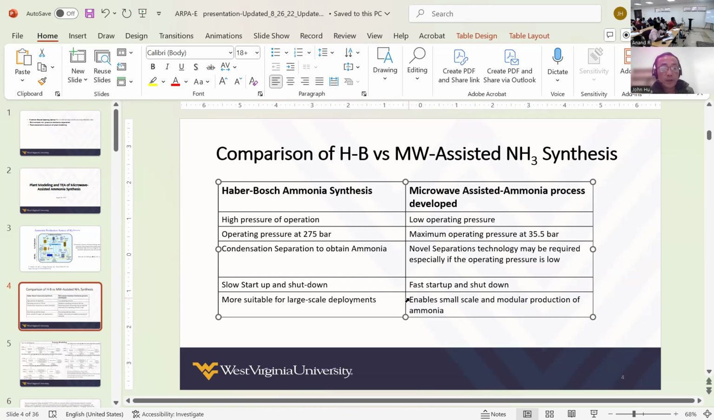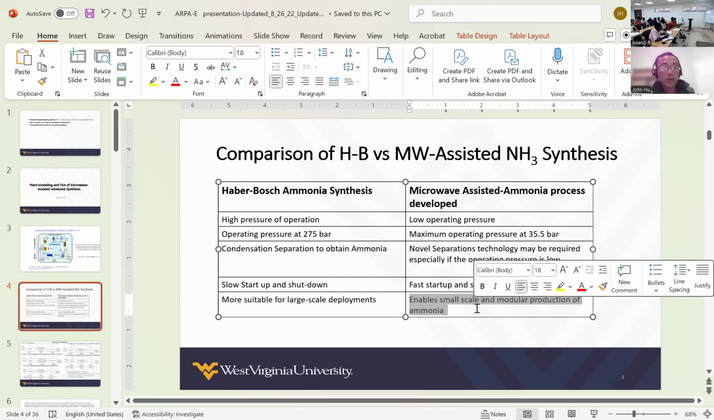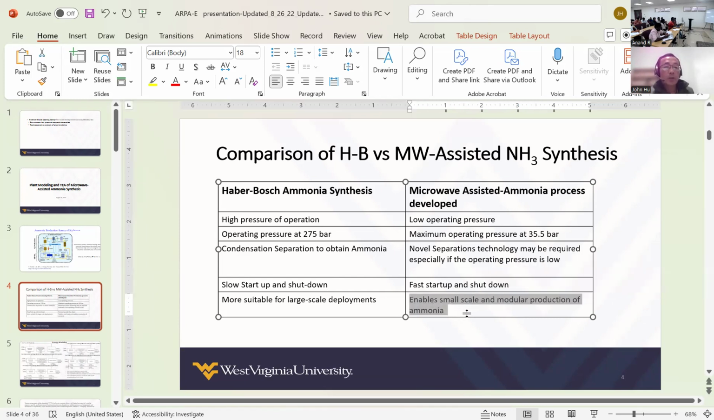So basically, the new technology using microwave requires a smaller scale operation. A smaller scale ammonia reactor means smaller scale downstream separation. So you cannot use a high pressure condenser. We're basically using the so-called novel separation technology, which I'm going to talk about after the break.